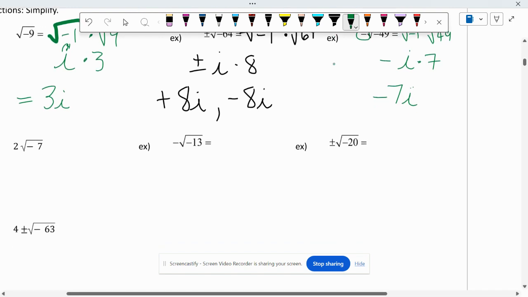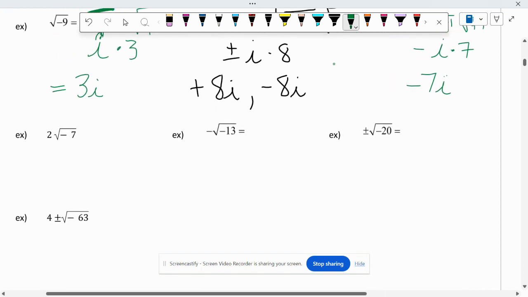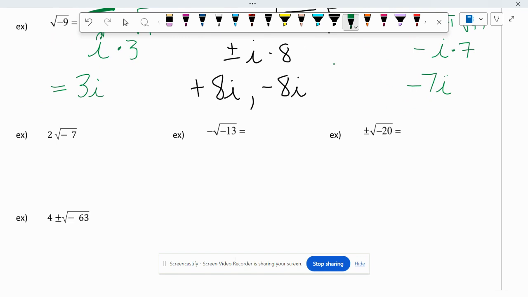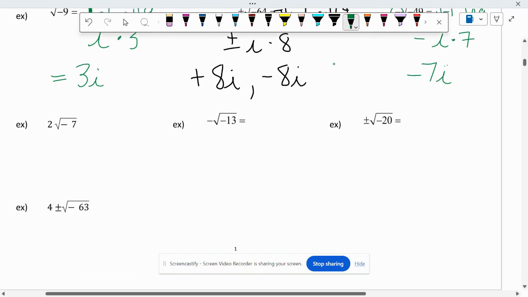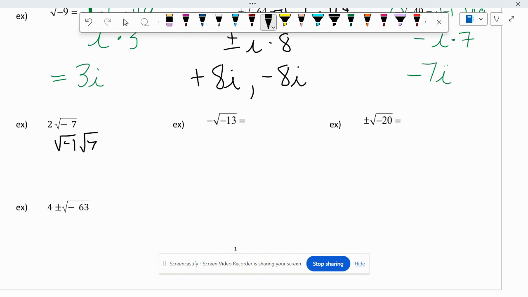Okay, on our next example, is there a perfect square that divides 7? There's not, but it's got a negative in there. So what do we have to pull out of the square root of -7? We're going to pull out an i. So I'm going to rewrite this as the square root of -1, square root of 7, and I'm going to put in 2 in front of it. But we know that the square root of -1 is i. So I have 2i times the square root of 7.